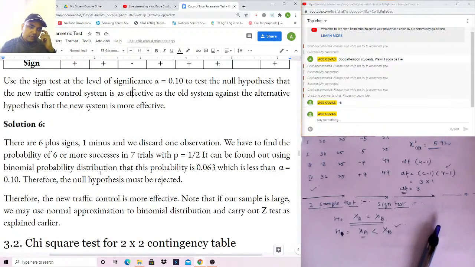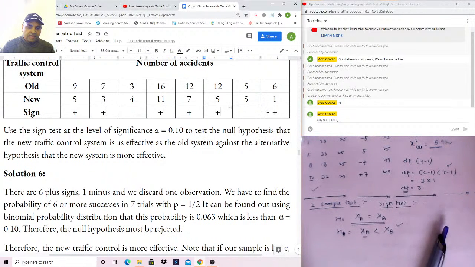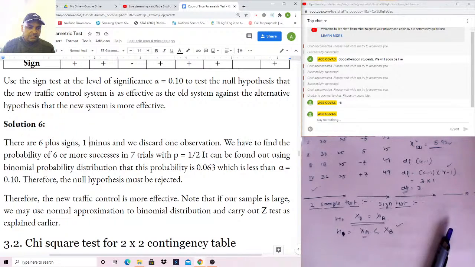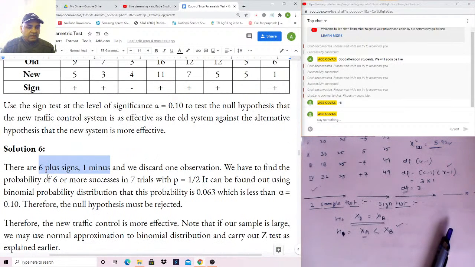So there are 6 plus signs. We count these: 1, 2, 3, 4, 5 and 6. And 1 minus sign, and we discard 1 observation. So we have to find the probability of 6 or more successes in 7 trials. That is, we have a total of 7 trials, and out of that we have 6 plus signs. So we have to find the probability of getting 6 or more successes with p equal to 1 by 2, so we apply the binomial probability distribution we have already discussed in our earlier chapters.